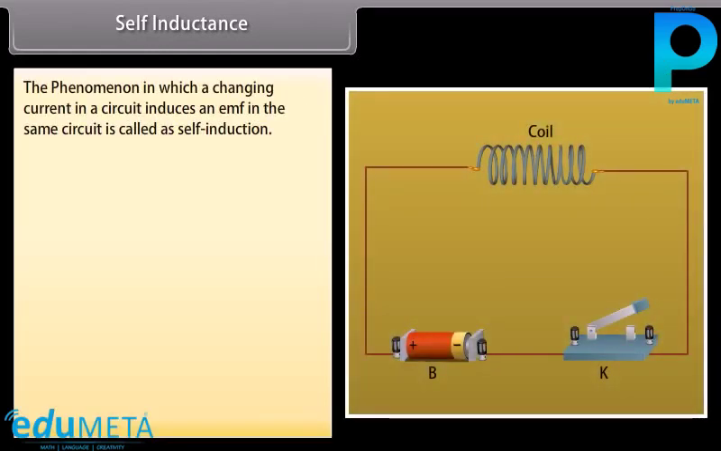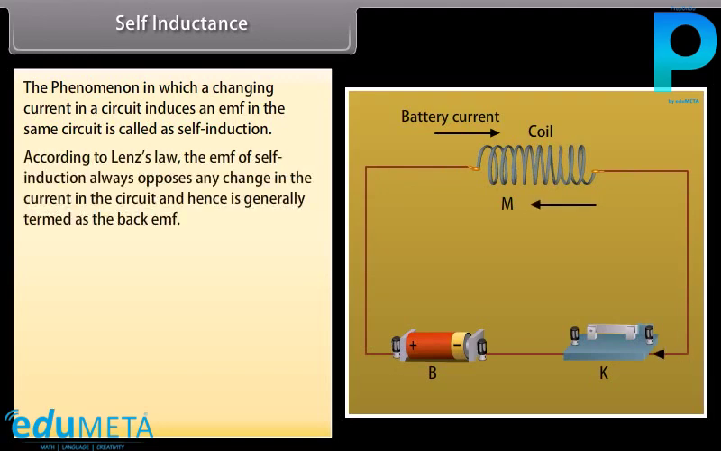Self-inductance. The phenomenon in which a changing current in a circuit induces an EMF in the same circuit is called self-induction. According to Lenz's law, the EMF of self-induction always opposes any change in the current in the circuit and hence is generally termed as the back EMF.